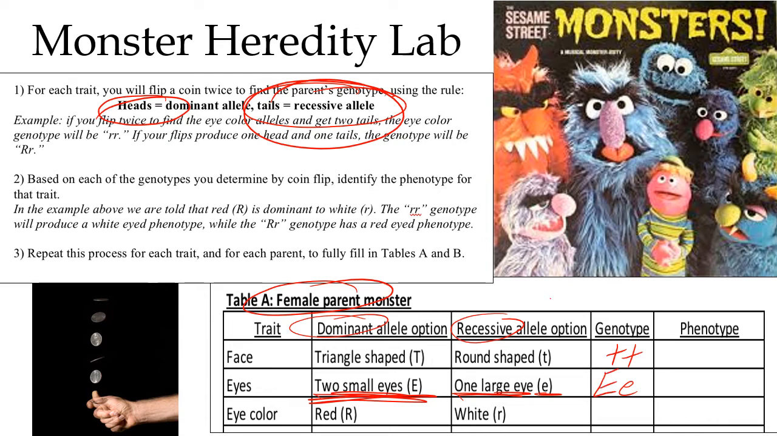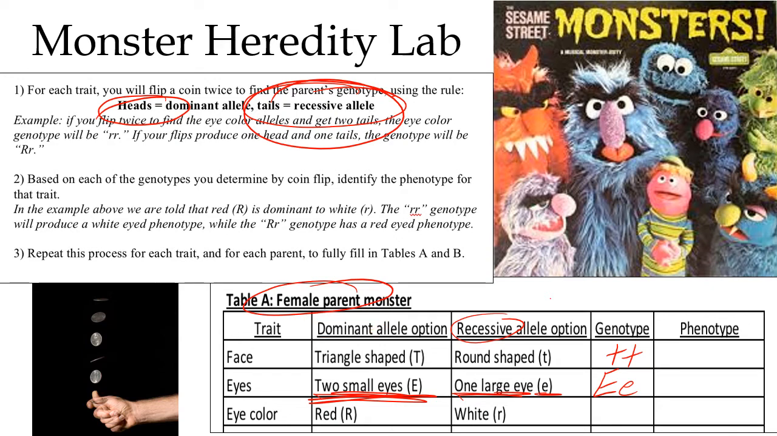If it had come up tails twice, you would write little e, little e. If it came up heads twice, you would have written big E, big E. Because you had 1 tails and 1 heads, or the other way around, you write big E, little e. That's your genotype combination for eye type.